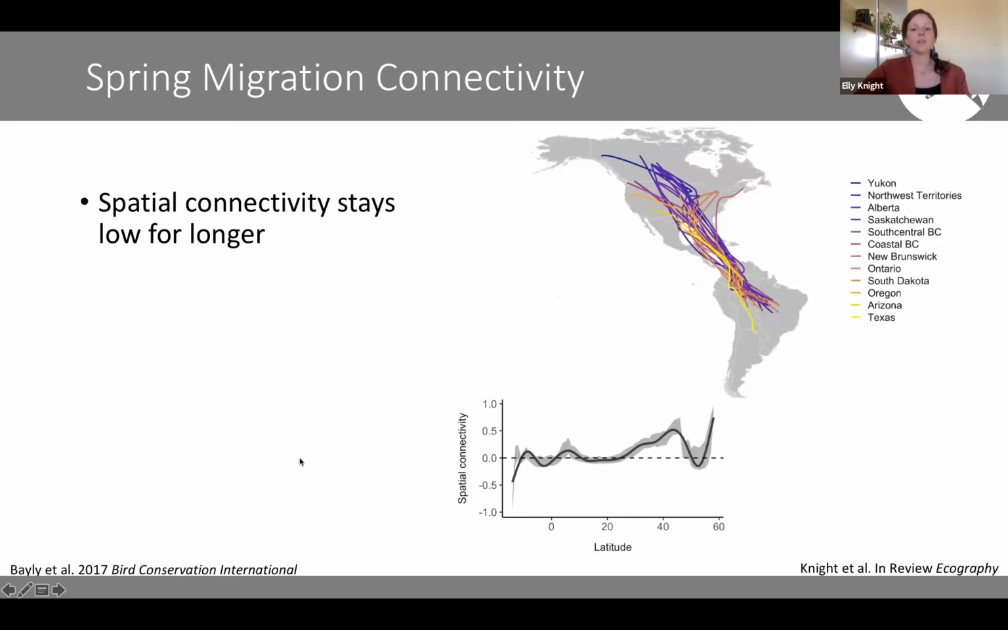Moving on to spring, we see that spatial connectivity stays low for longer because birds take a more direct route back to their breeding grounds and so remain mixed for more of the spring migration. We do, however, see a pretty distinct peak in spatial connectivity before birds cross the Gulf of Mexico. And this peak does happen to correspond with one of the major important spring stopover locations that Nick Bailey and his co-authors identified in their 2017 review.